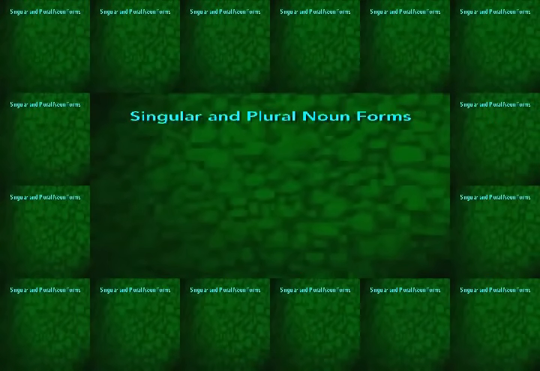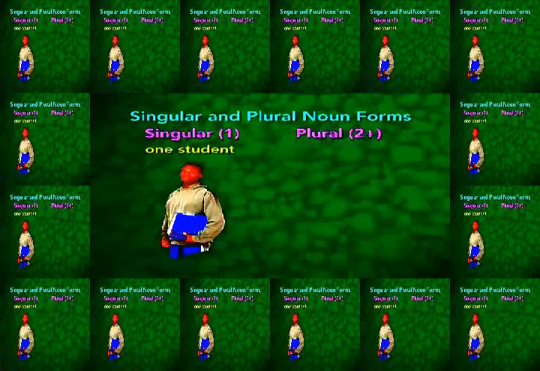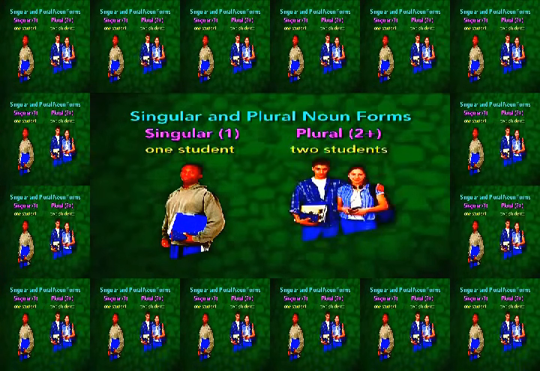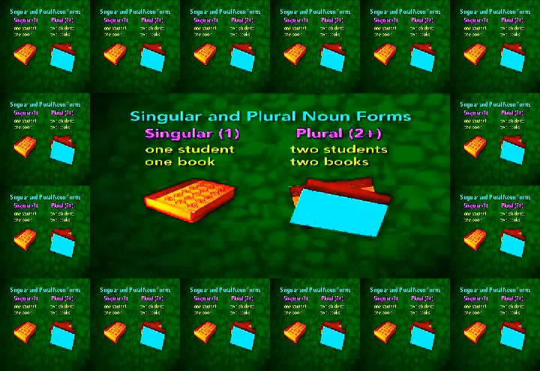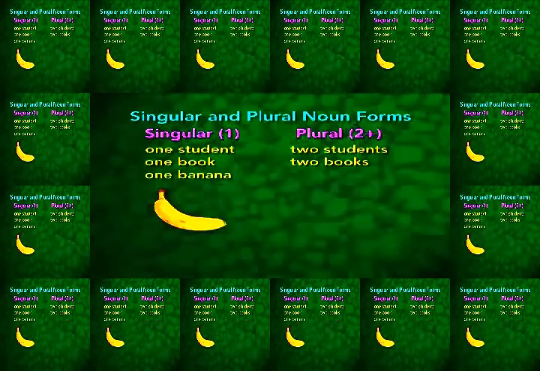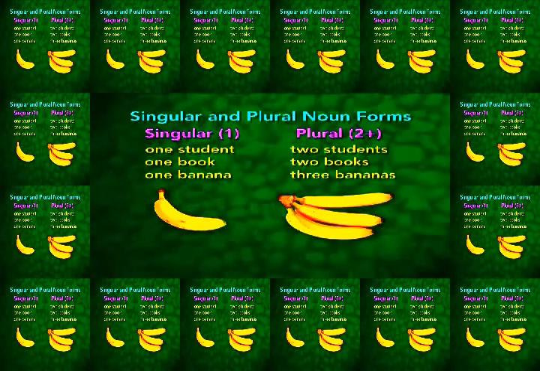Now look at the graphic once more. Notice that we use singular or plural, more than one, noun forms. Singular, one student. Plural, two students, 3, 4, 5 students. Singular, one book. Plural, 2, 3, 4 books. Singular, one banana. Plural, 3 bananas, 2 bananas.